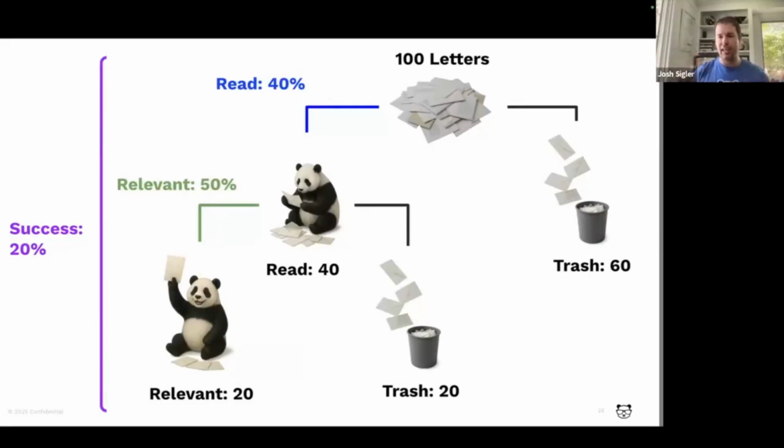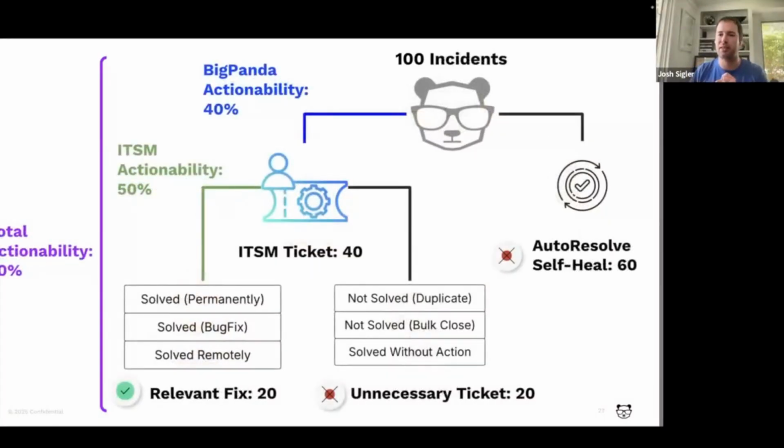Now, I'm not going to change any single number on here, but I am going to change the pictures. Because what this actually does is tell the story of ITOps, especially your NOC, your incident response. Now, instead of getting 100 letters, you had 100 incidents come through. Let's say 40 of those created an ITSM ticket. That's your 40% BigPanda actionability ratio.